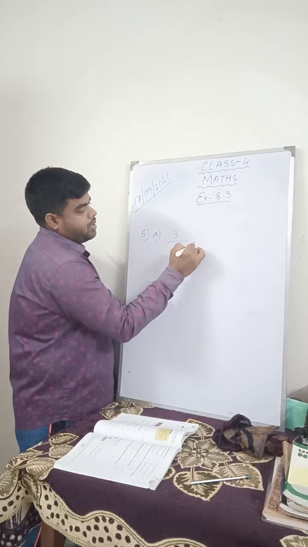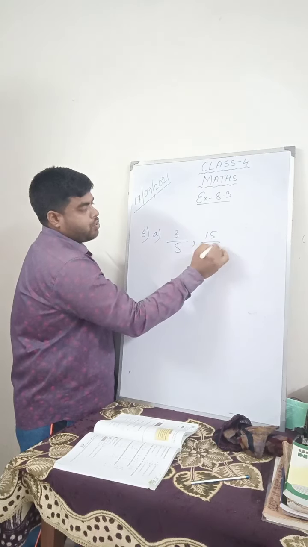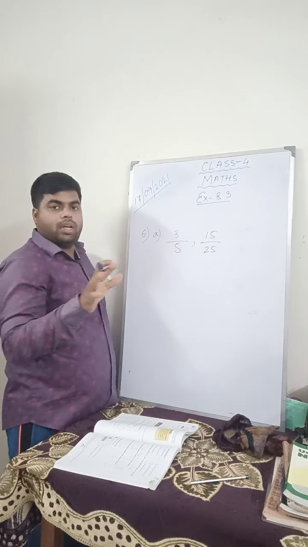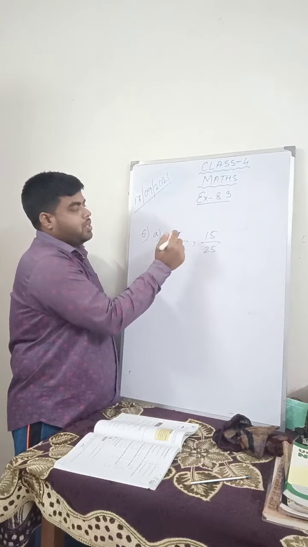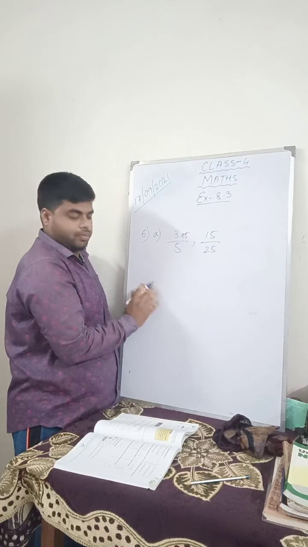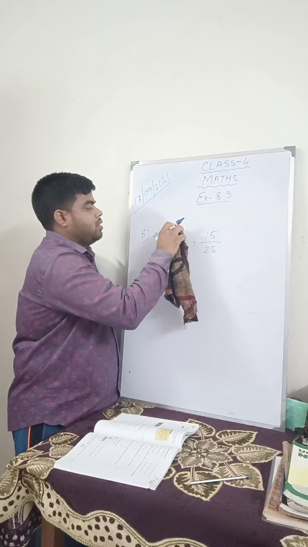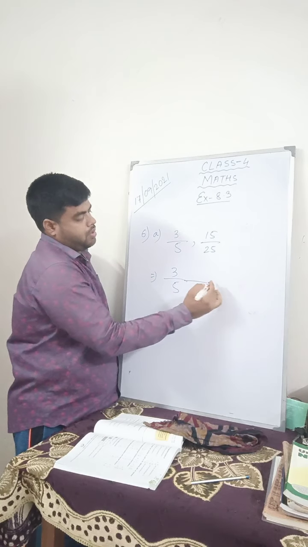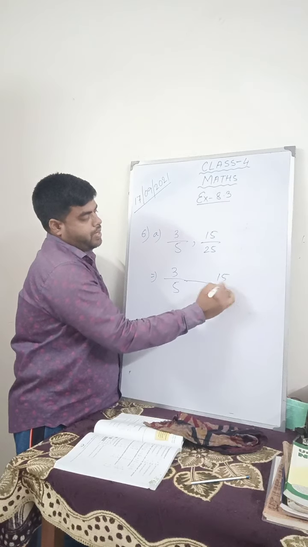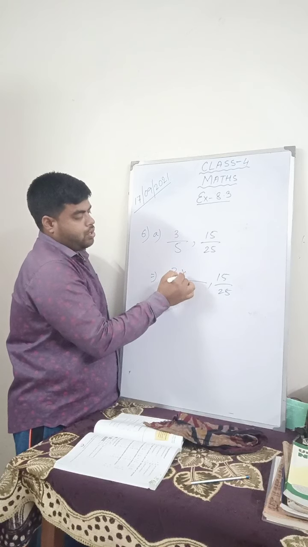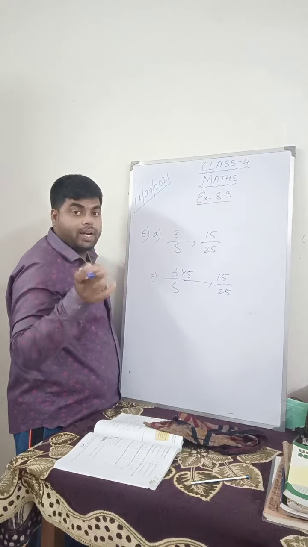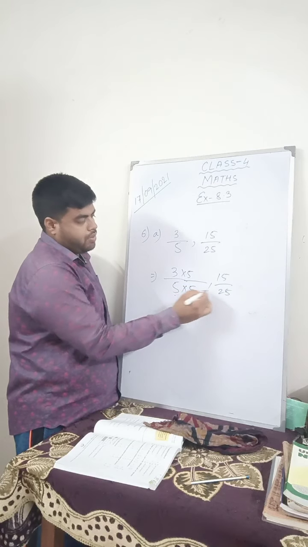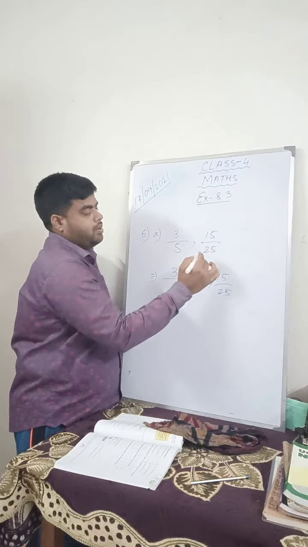3 by 5 and 15 by 25, are they equivalent? So 3 becomes 15. So 3 into 5. Let me write it. 3 by 5, 15 by 25. So 3 into 5 is 15. Numerator and denominator have to be multiplied by the same number, into 5. So 5 5s are 25. So it is equivalent.